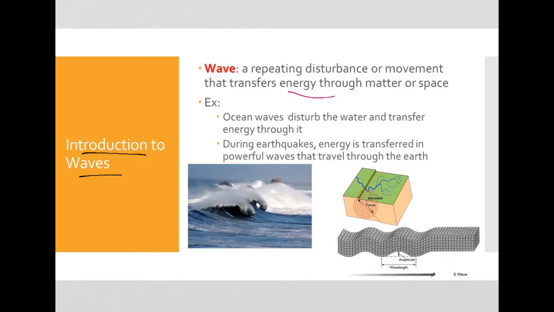So for example, ocean waves disturb the water, so that's what we mean by a disturbance, and then transfer energy through it. Or during earthquakes, energy is transferred in powerful waves called seismic waves, which we sort of see here, that end up traveling through the earth.